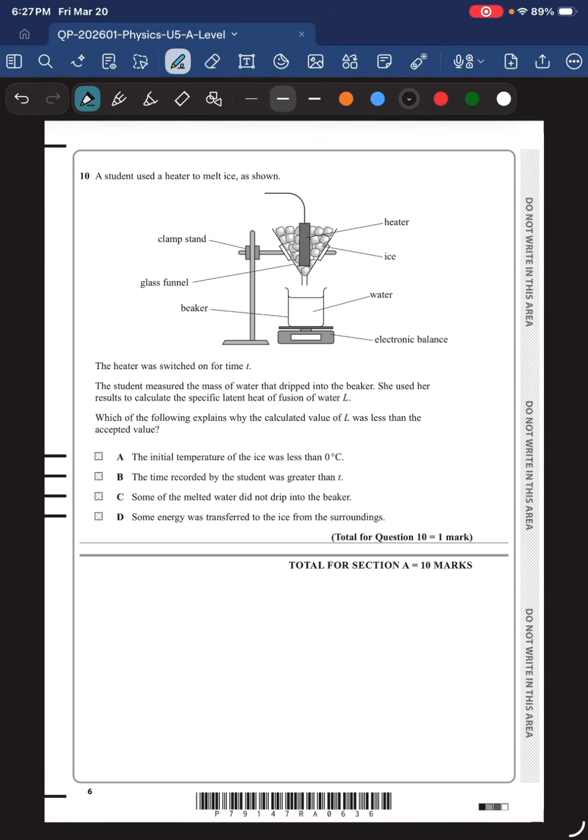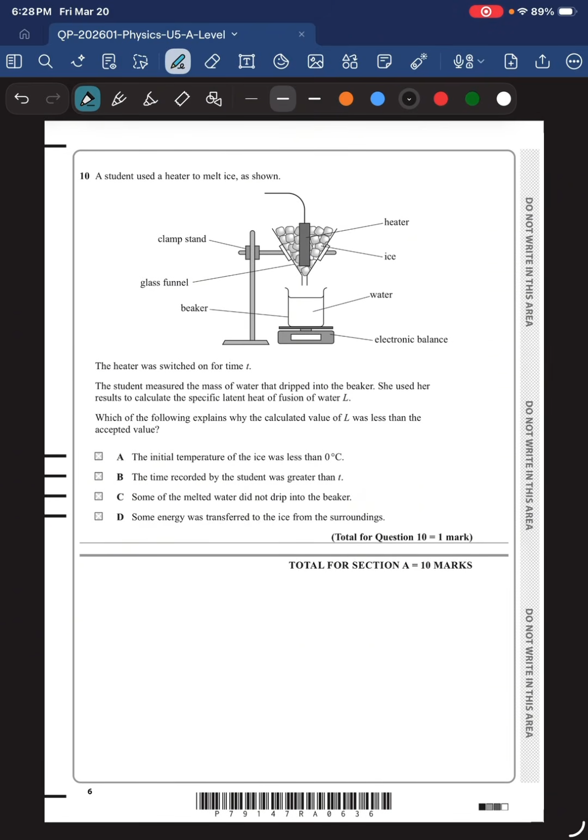All right, 10 looks scary, but the answer is simple. A student used a heater to melt ice as shown. The heater was switched on for time t. The student measured the mass of water that dripped into the beaker. She used her result to calculate the specific latent heat of fusion of water L. Which of the following explains why the calculated value of L was less than the accepted value? Okay, let's see the options.